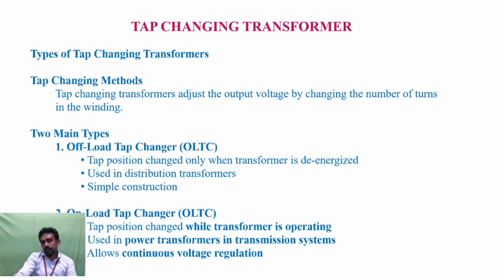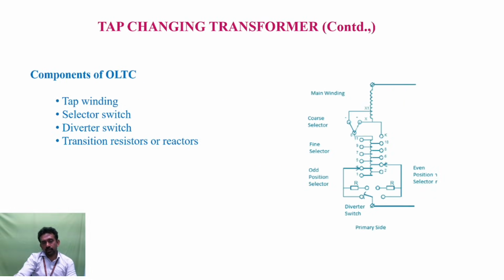In this, the tap position is changed while the transformer is kept on and operating, and it is used in power transformers in the transmission system. It allows continuous voltage regulation. So the various components of an OLTC are the tap winding, selector switch, diverter switch, and transition resistor or reactor. Here the tap winding is the winding with various winding levels, in which the taps are fixed.